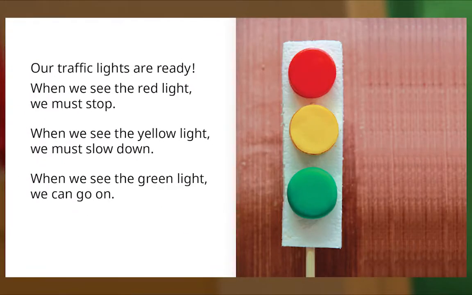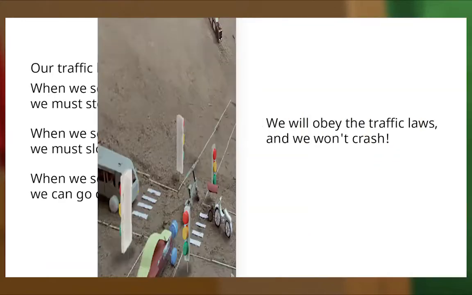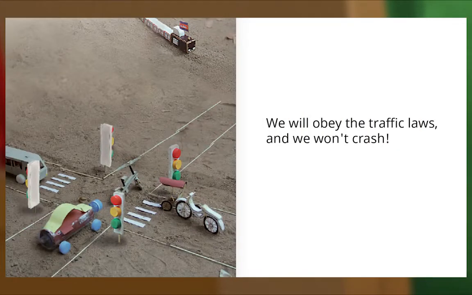Our traffic lights are ready. When we see the red light, we must stop. When we see the yellow light, we must slow down. When we see the green light, we can go on. We will obey the traffic laws and we won't crash. The end.